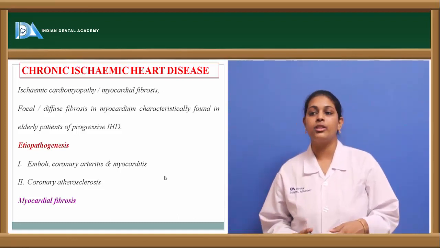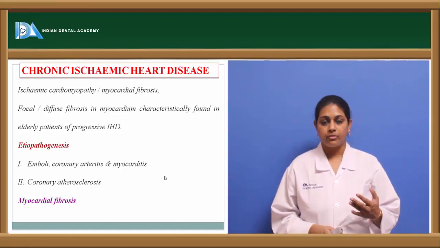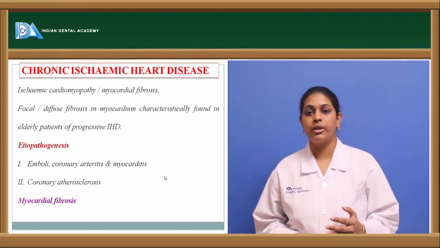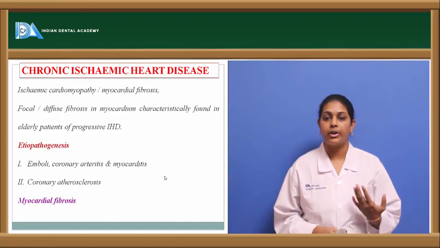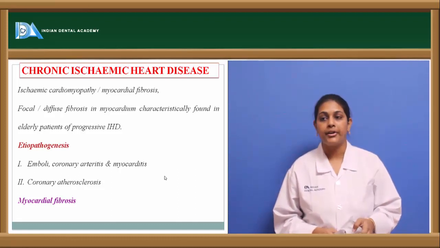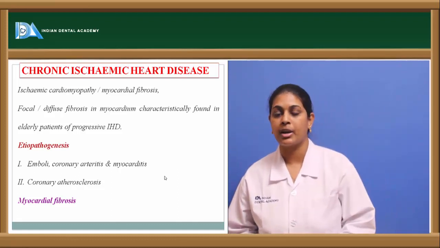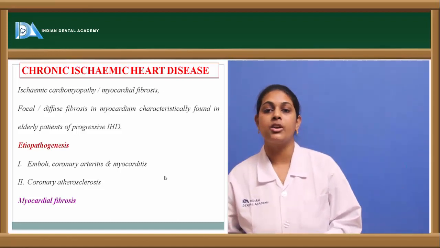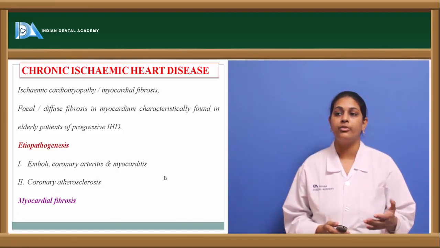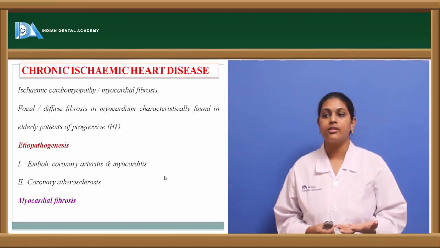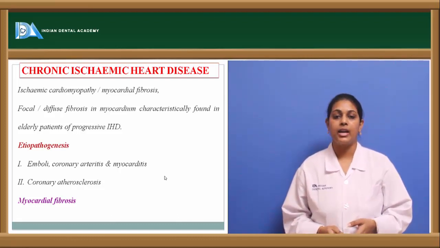And the etiopathogenesis usually involves emboli formed in the coronary artery, or otherwise coronary arteritis, or the entire myocarditis might result in chronic ischemic heart disease. It could also be because of coronary atherosclerosis, that is the atheroma which have formed, which might progress and result in chronic ischemic heart disease.